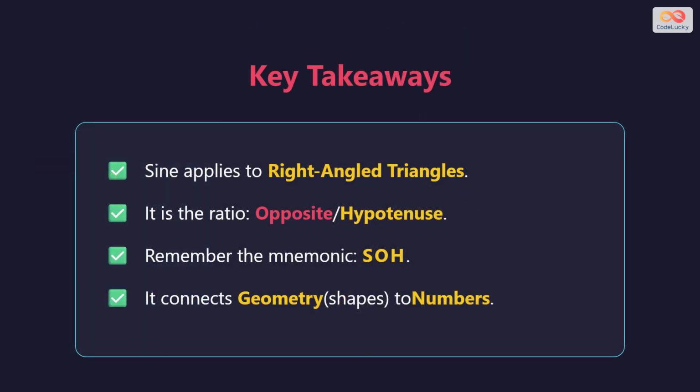To wrap up, remember that sine is just the ratio of the opposite side to the hypotenuse in a right-angled triangle. Keep the mnemonic SOH in mind, and you will always know how to calculate it.